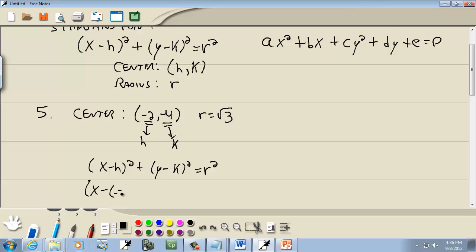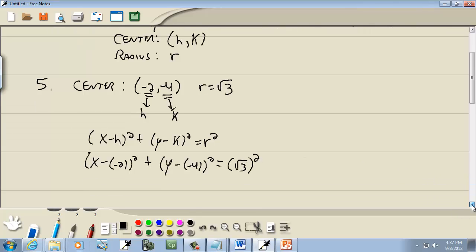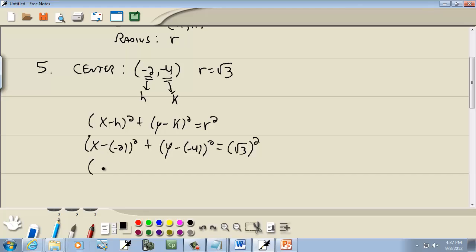So I have x minus a -2 squared plus y minus a -4 squared equals the square root of 3 to the second power. Now here negative negative gives us positive, so we got x plus 2 squared. Negative negative here gives us positive, so we got y plus 4 squared. And when you got a square root and you're raising that to the second power, they cancel each other away and leave you the 3. Again, the index, that number in the little slot here, is by default 2 if you don't have a number. If your index matches your power, they cancel each other away. This would be our answer.